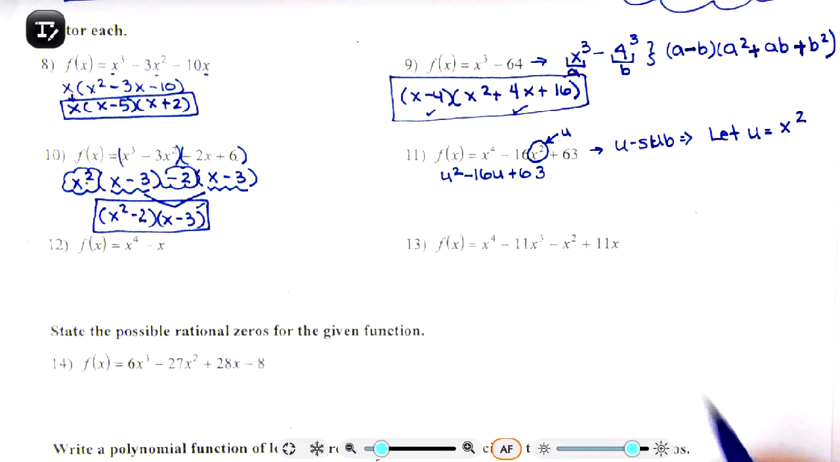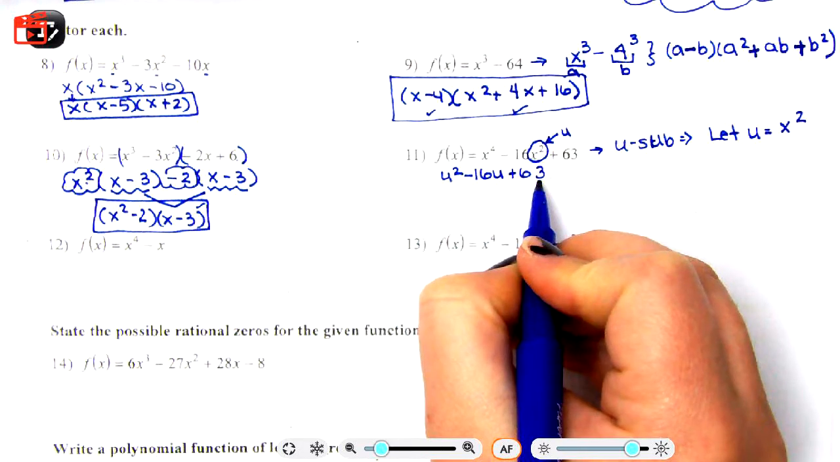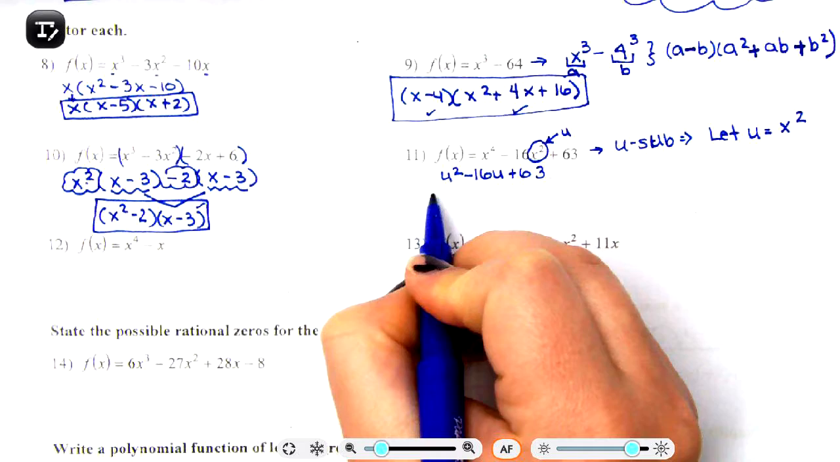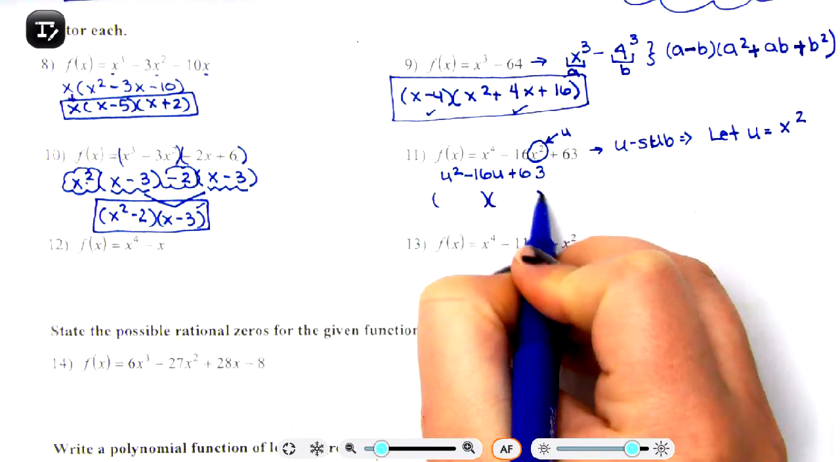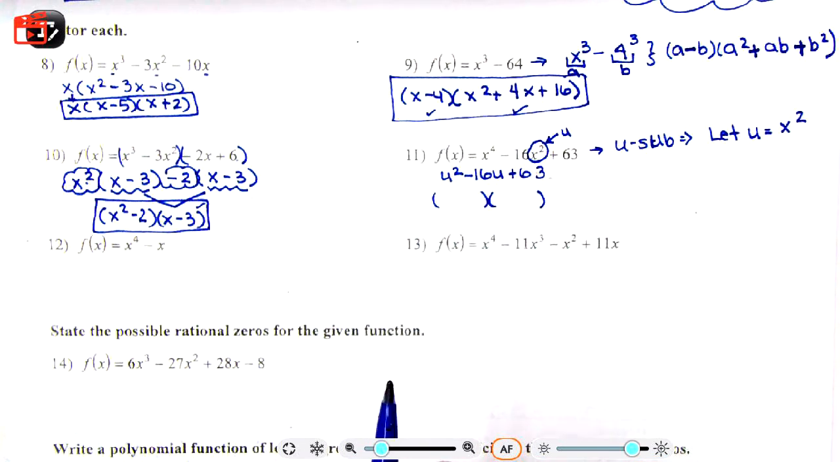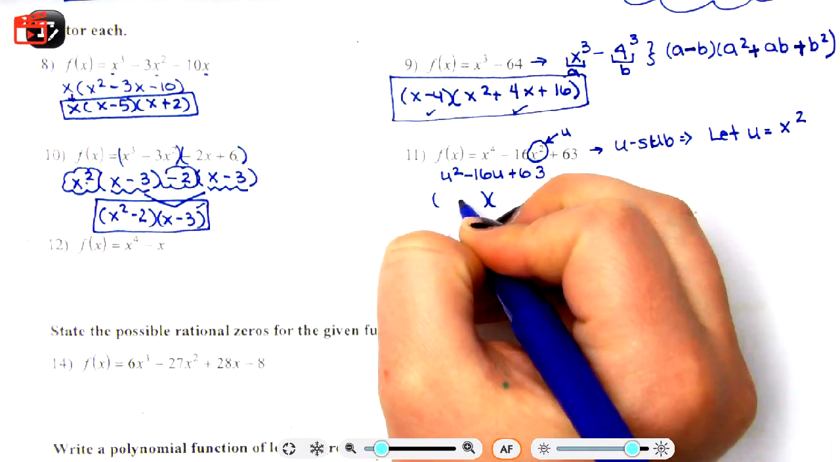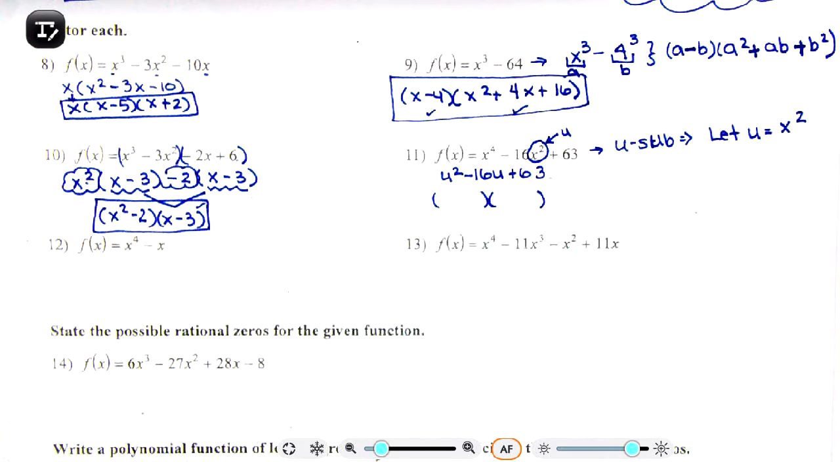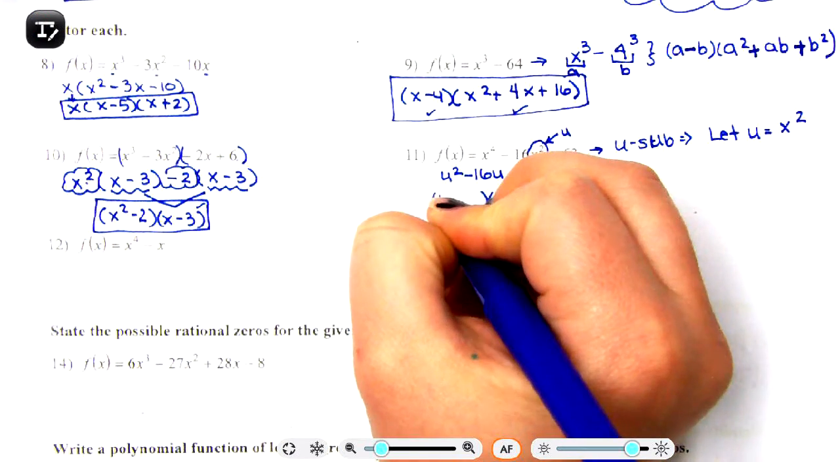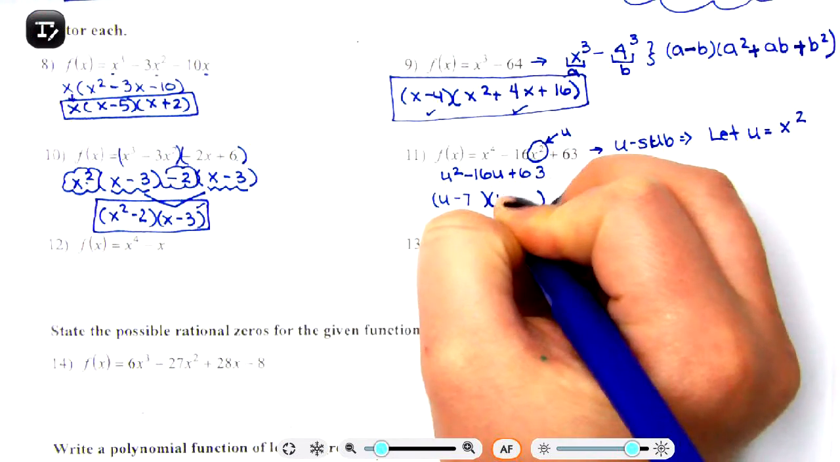Okay. Again, now we have a quadratic. Two numbers multiplied together that add up to negative 16, but give me 63. And that would be negative 7 and negative 9. So u minus 7, u minus 9.